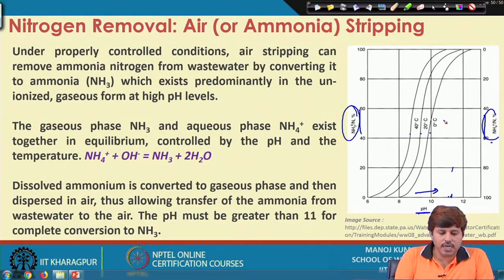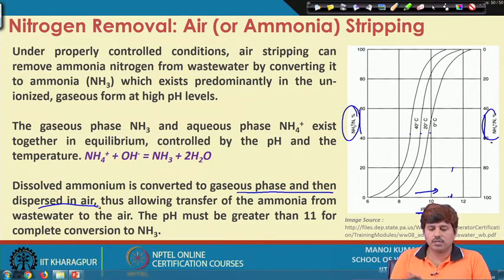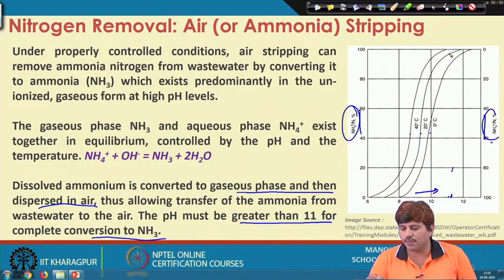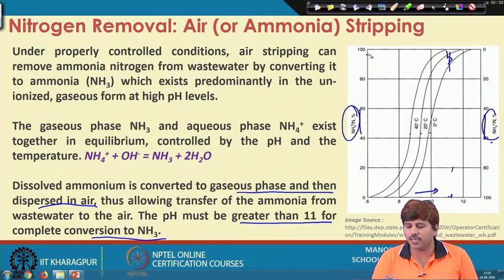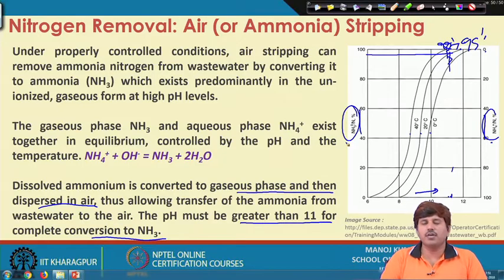So, the idea here is that dissolved ammonium is converted to the gaseous phase and then dispersed in the air. This allows transfer of ammonia from wastewater to the air, and pH must be greater than 11 for complete conversion of ammonia. So, at pH greater than 11, at around 20 degrees Celsius, we have 98 to 99% of the total nitrogen remaining in the form of ammonia and not the ammonium ion.